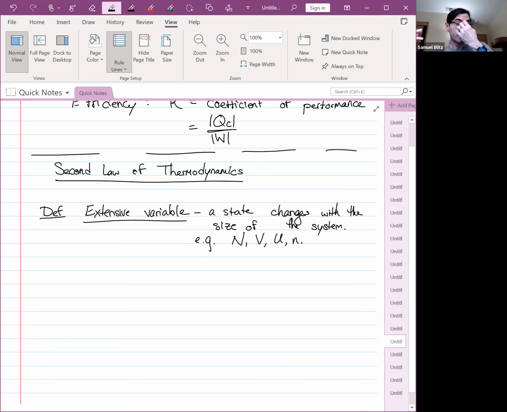if you make your system bigger, there's going to be more particles in it. And when I say bigger, I don't just mean physically larger. I mean, like, talk about a bigger system. Similarly, you can make the volume of your gas larger, and it will change in the same way. If the volume of the box gets bigger, then the volume of the gas gets bigger. And if you have more particles, or if your system encloses more things, then you have more internal energy, and so on. Then there's intensive variables.